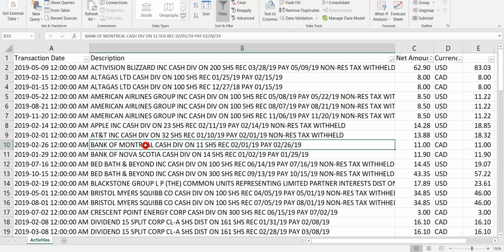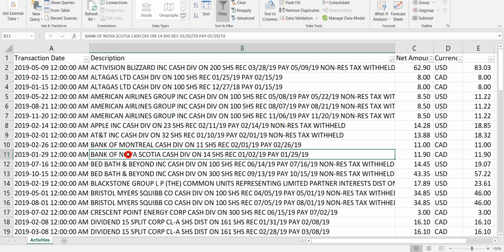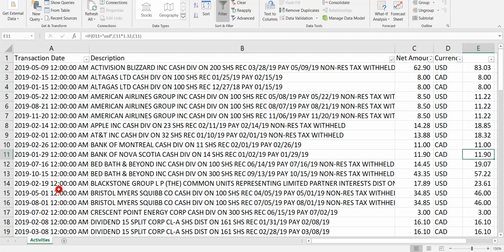Bank of Montreal was a swing trade as well. I had 11 shares, collected $11 while I was holding it. Bank of Nova Scotia was a swing trade as well. I had 14 shares, collected $11.90.